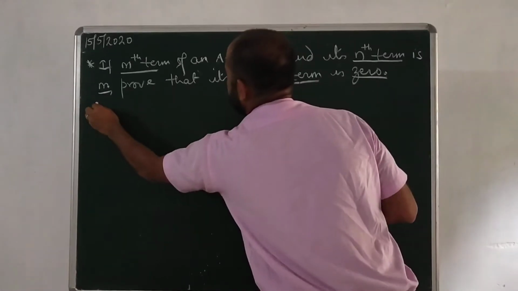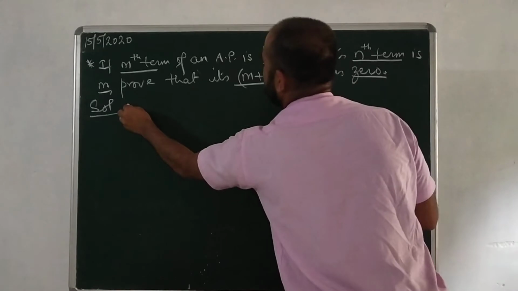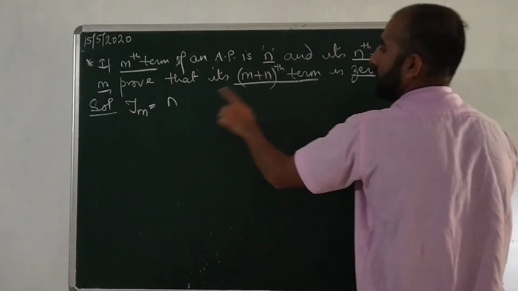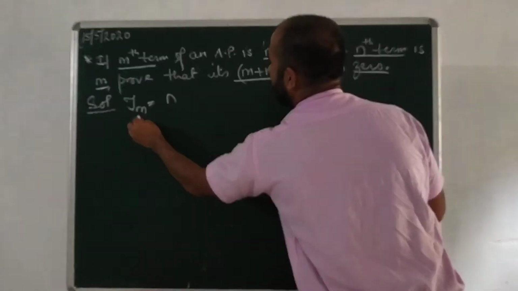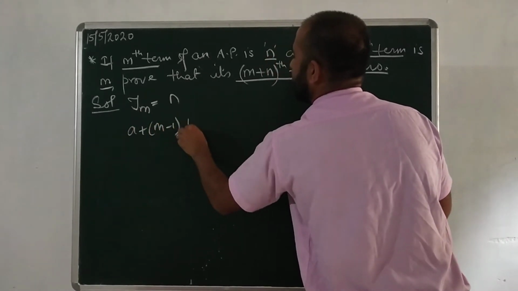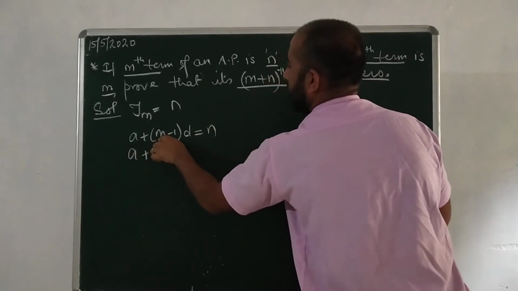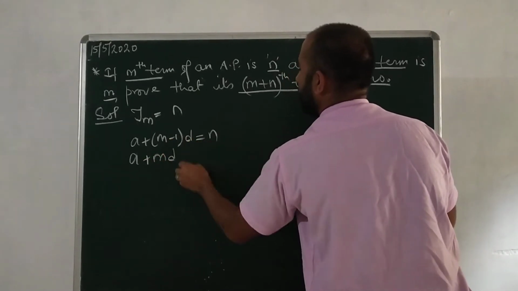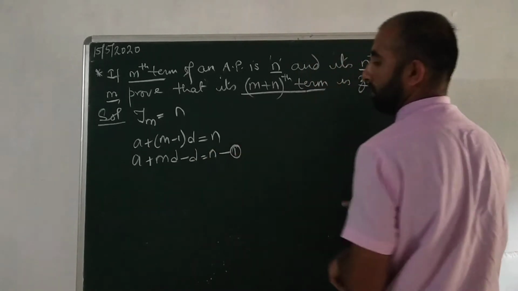Okay, so let's start solving. We'll go with the given condition. We are given Tm equals n, the mth term equals n. Let's put the value of the term formula: Tm means a plus (m minus 1) d equals n. That is a plus, let's multiply m into d, md, minus 1 into d, minus d, equals n. So I'll make this equation 1.